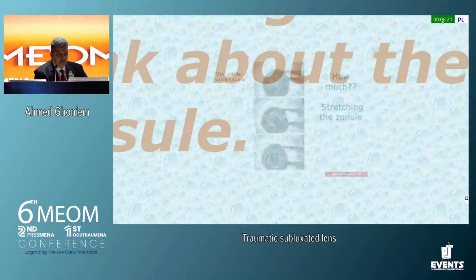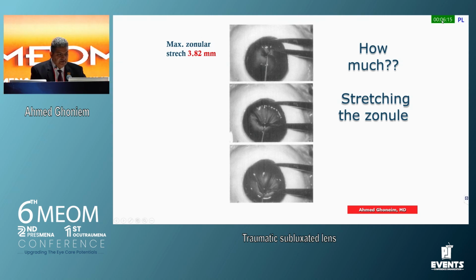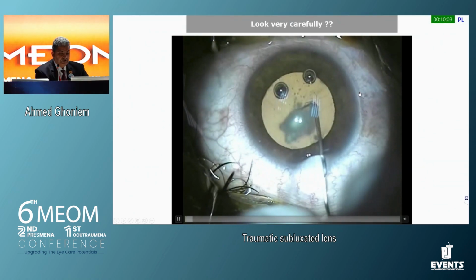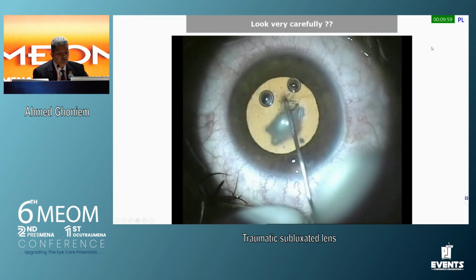At the beginning, while we're working with phaco in cases of traumatic cataract or even traumatic lens subluxation, we have to think about how much the zonules are stretched. The zonule can be stretched up to 3.8 millimeters. So let's talk about how sometimes we can face such abnormality while we are doing the rexis.